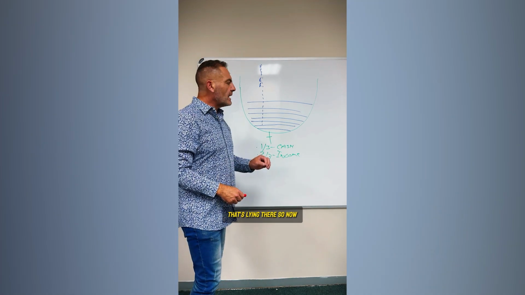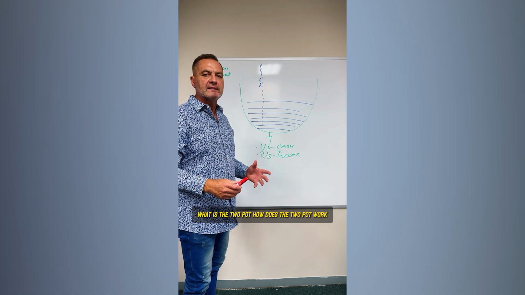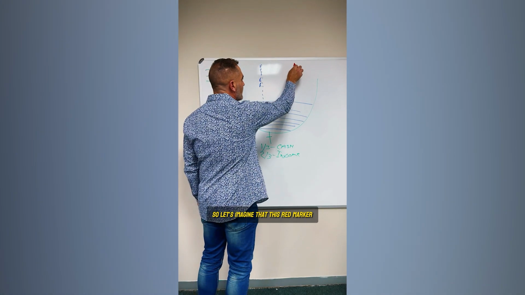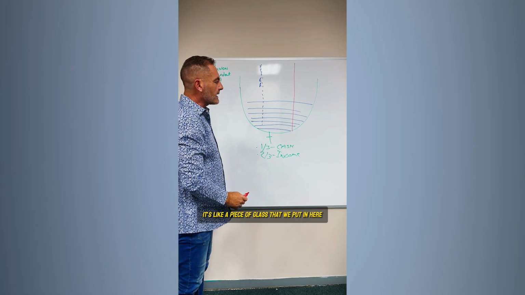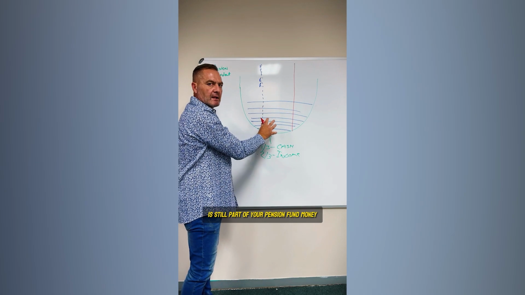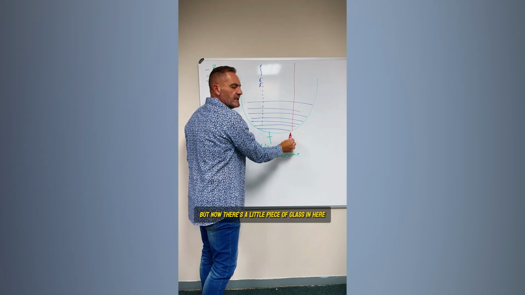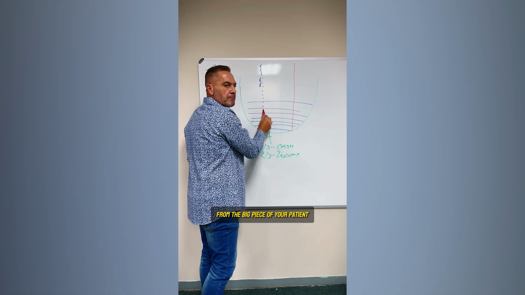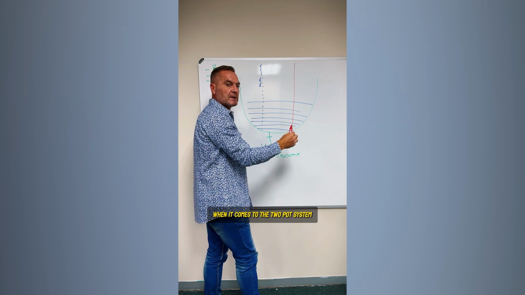So now let's move on to the big question on everybody's mind, and that is with regards to the two-pot. What is the two-pot? How does the two-pot work? So, let's imagine that this red marker that I've put down here, this is a glass division. It's like a piece of glass that we've put in here. So everything in the bowl is still part of your pension fund money. But now there's a little piece of glass in here that you can't see that divides a small piece of your pension fund from the big piece of your pension fund, so to speak. And this piece here is what everybody talks about when it comes to the two-pot system.